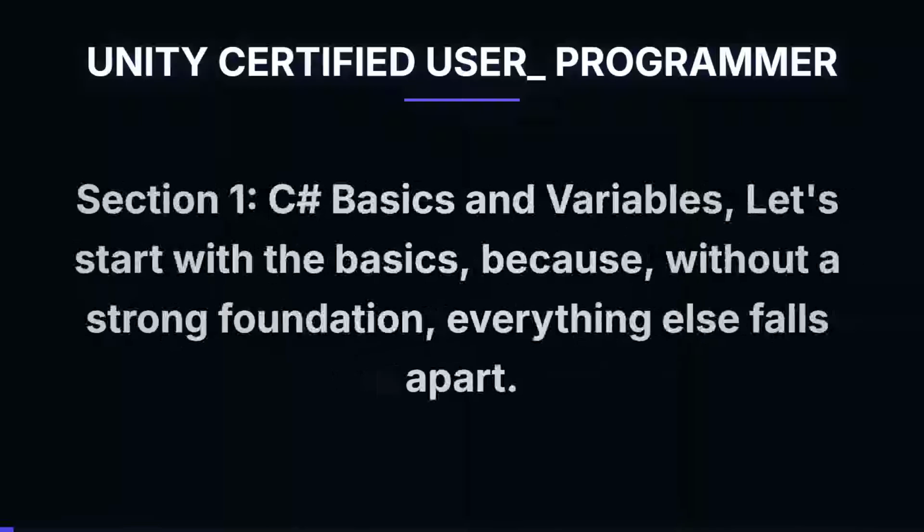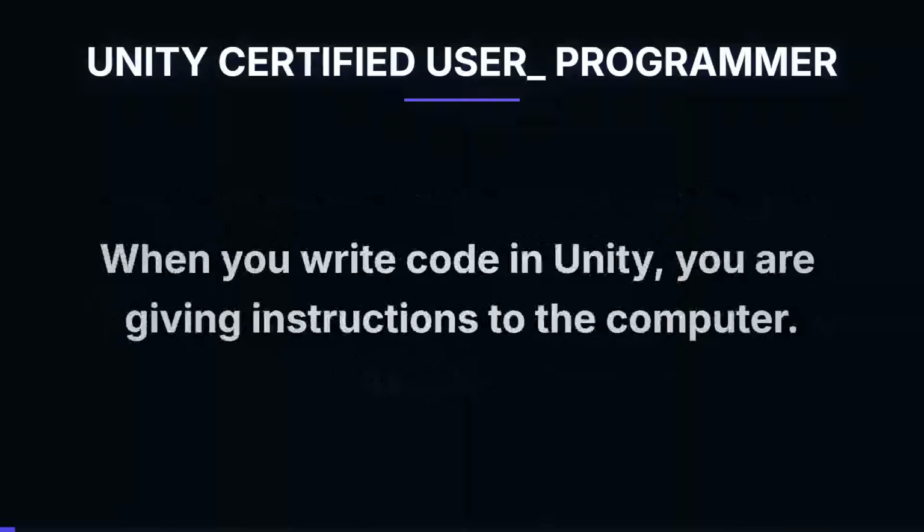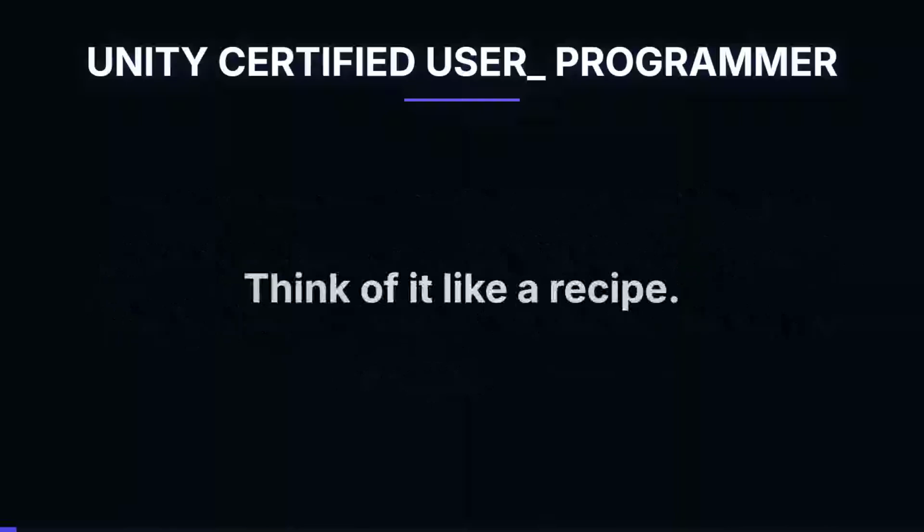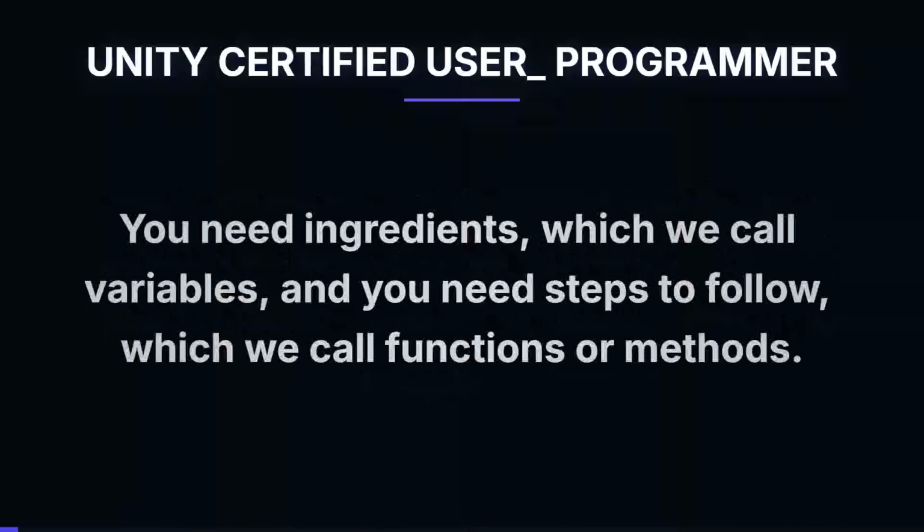Section 1. C# Basics and Variables. Let's start with the basics, because, without a strong foundation, everything else falls apart. When you write code in Unity, you are giving instructions to the computer. Think of it like a recipe. You need ingredients, which we call variables, and you need steps to follow, which we call functions or methods.